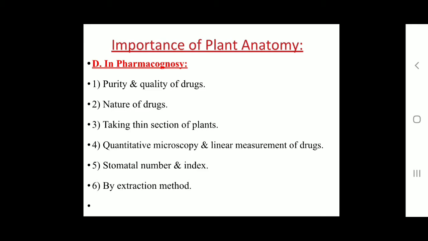Next, with the help of quantitative microscopy and linear measurement, drugs may be identified. This includes stomatal number and index, length of fibers, size of starch grains, etc. Senna varieties may be differentiated by differing stomatal number and palisade ratios. The next, cardamom varieties may be identified by number of sclerenchymatous cells per square centimeter. Cinnamon has starch grains of diameter 10 micron and such drugs can be detected correctly.